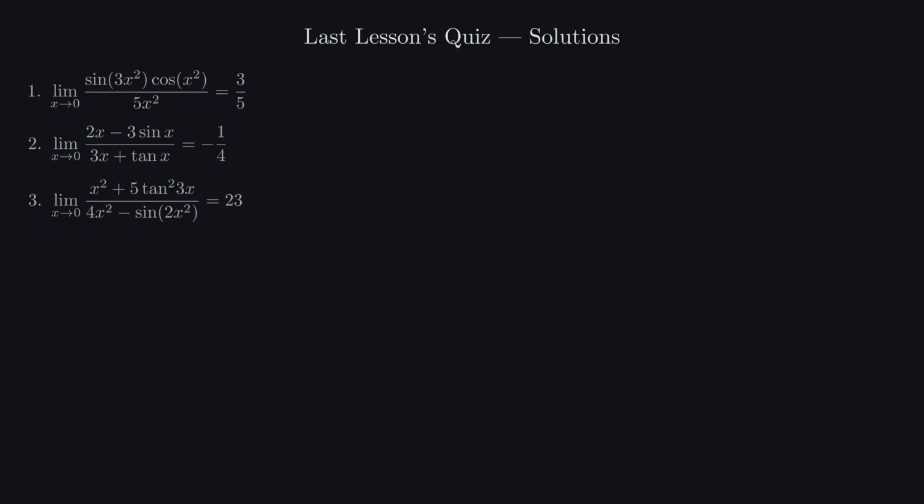Question 3. Evaluates to 23. Expand the tangent squared term near 0 to verify. Question 4. Factor out 3 from sine and 3 times x minus 4. The standard form gives us 3. Question 5. 4x over sine 5x near 0 equals 4 over 5. Question 6. Using the standard cosine result near pi over 2, the answer is -1. How did you do? If you missed any, make sure to review the previous video.